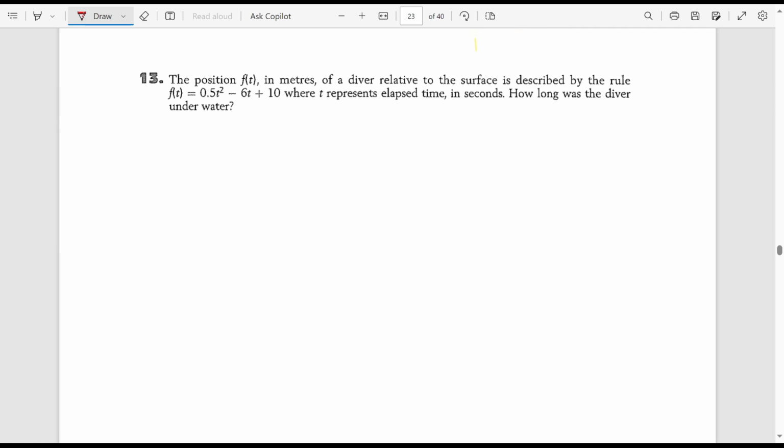Position in meters, diver relative to the surface described by that following rule. First things first, you now know that this is in general form. You don't have to write out the formulas underneath. I just did that last time to show you that's where your eyes should go on your memory aid.